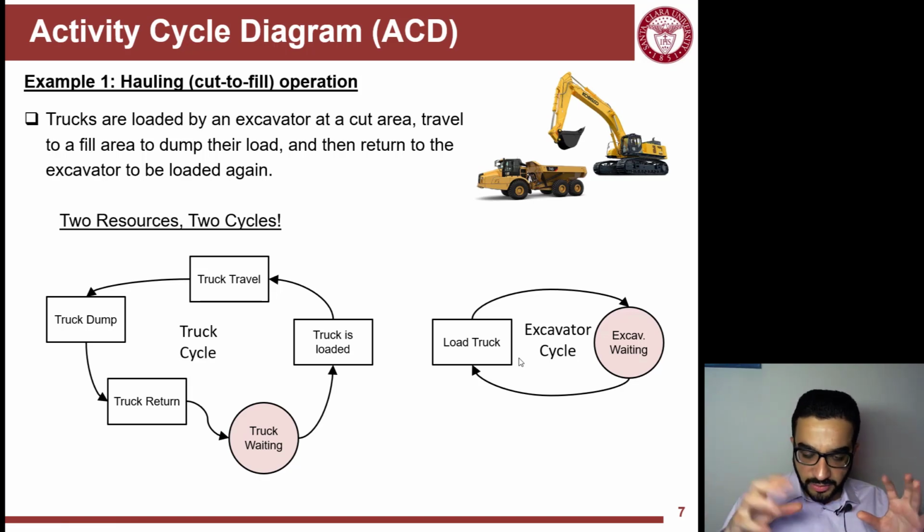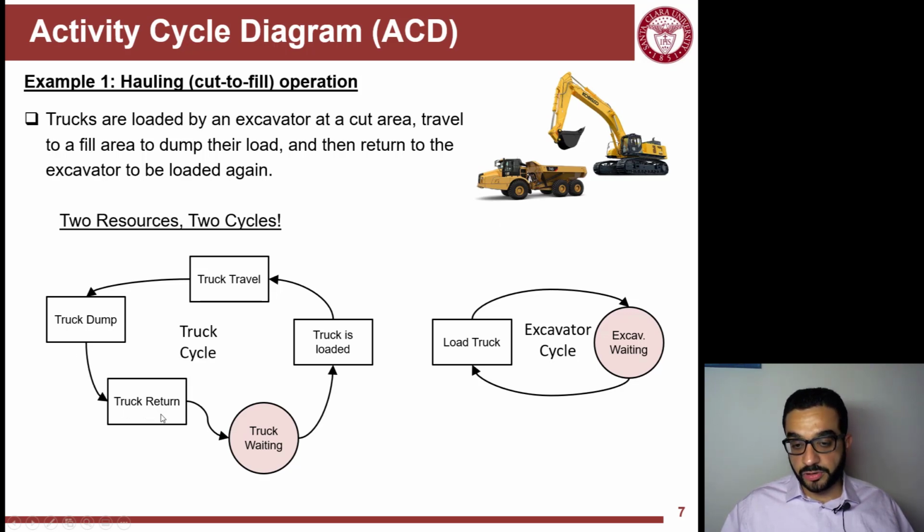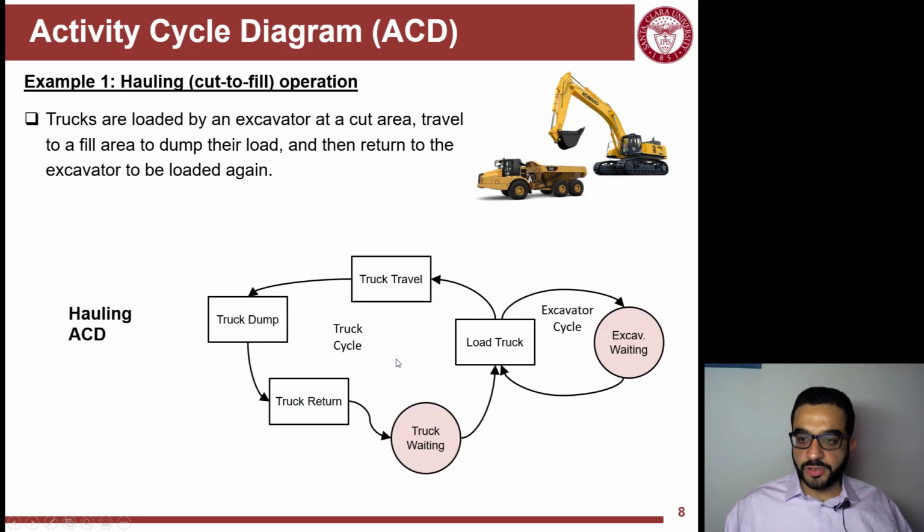Because we're thinking initially this way, we focus on the resources, their own cycles, and then the next step would be to combine these cycles where they should be combined. So truck is loaded, truck travels, truck dumps, and then truck returns to wait for the excavator so they can do that loading process. So two cycles. Now the next would be combining these two cycles where they meet, which is loading the truck.